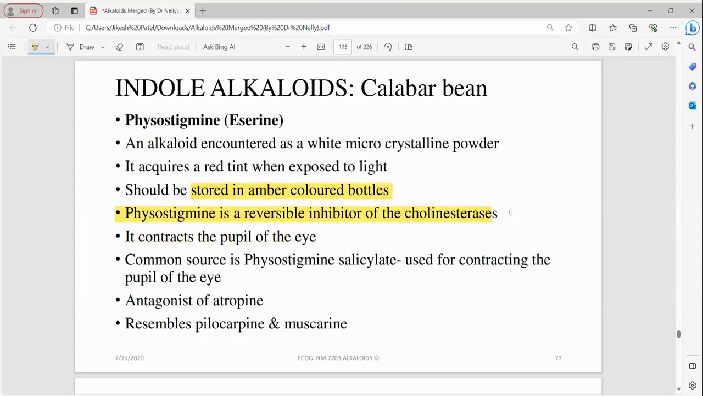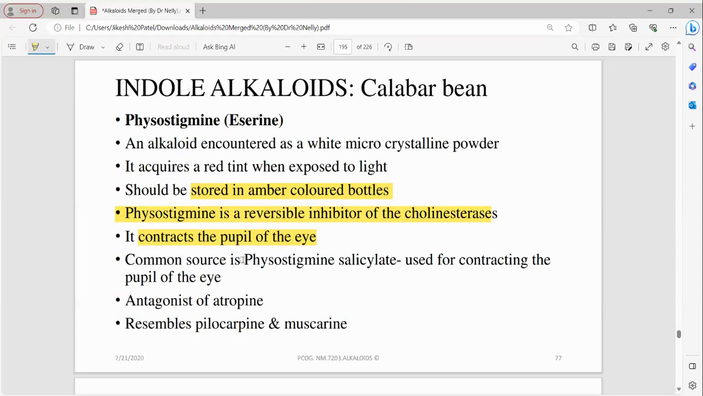So let's just look at what acetylcholine does. We know it's the parasympathetic. When we hear acetylcholine, we think parasympathetic nervous system. When we hear adrenaline, we think sympathetic nervous system.